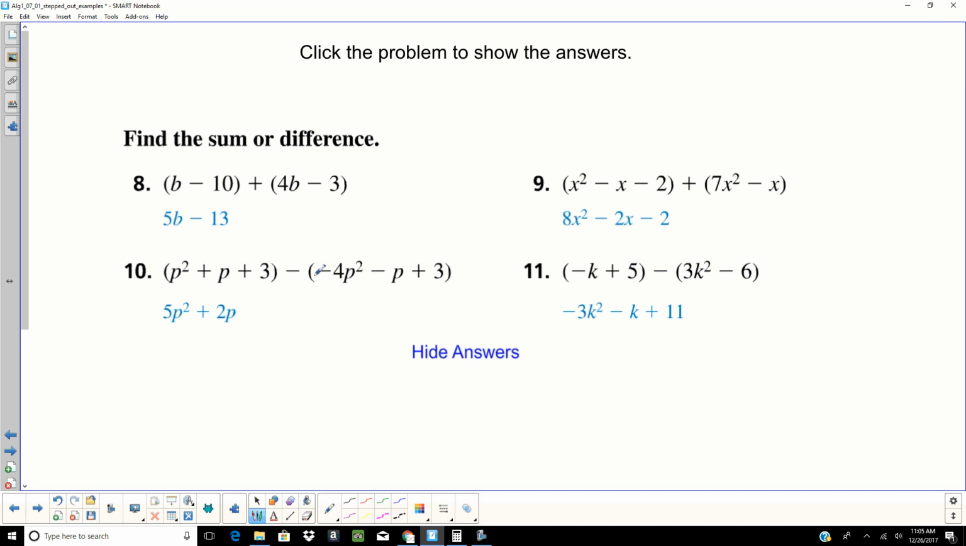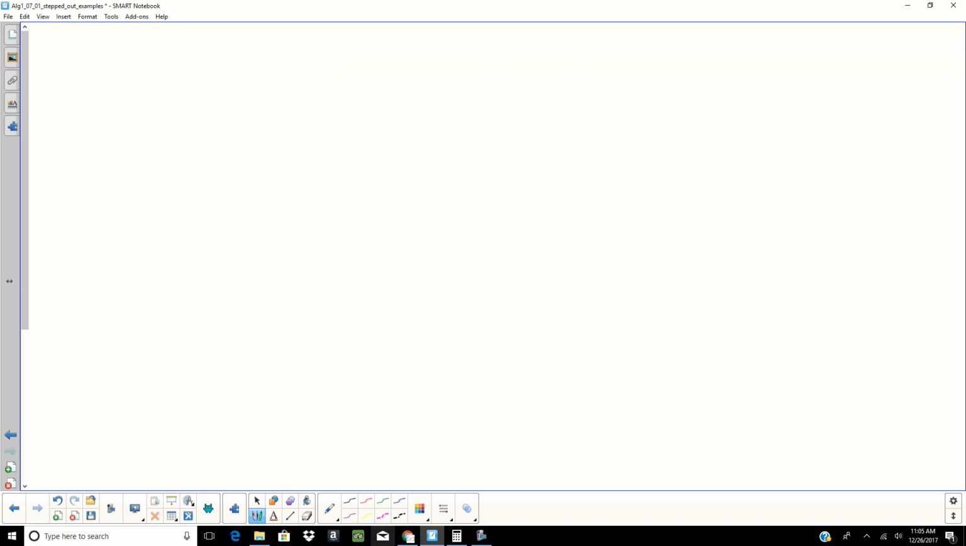And again, down here, I probably would have changed that to a plus, changed the sign of everything. That's where that negative 3k squared comes from. And the 5 plus 6 gives you the 11. All right, that's all we have for adding and subtracting. Just remember, like terms.